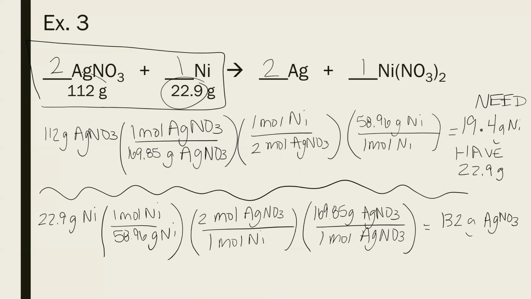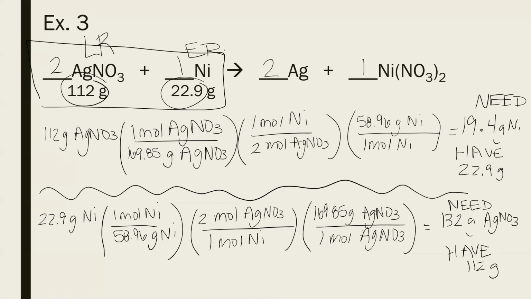Go back to the problem. I have 112. Okay, so I need 132 grams. I have 112 grams. Think of it like money. I need $132. I have 112. I cannot buy that item, therefore I am limited. So my silver nitrate's my limiting. By default, nickel should be my excess.